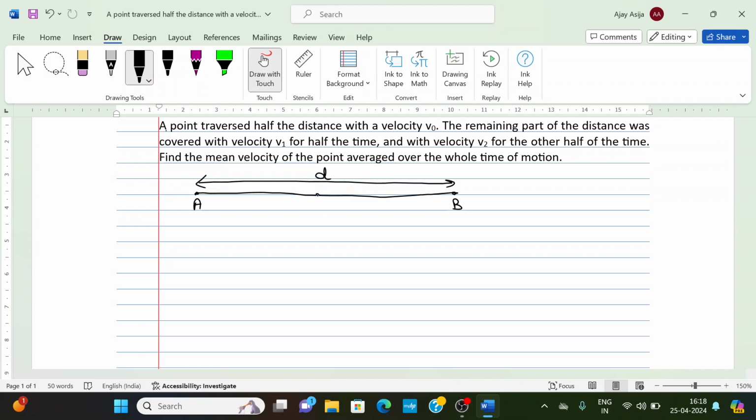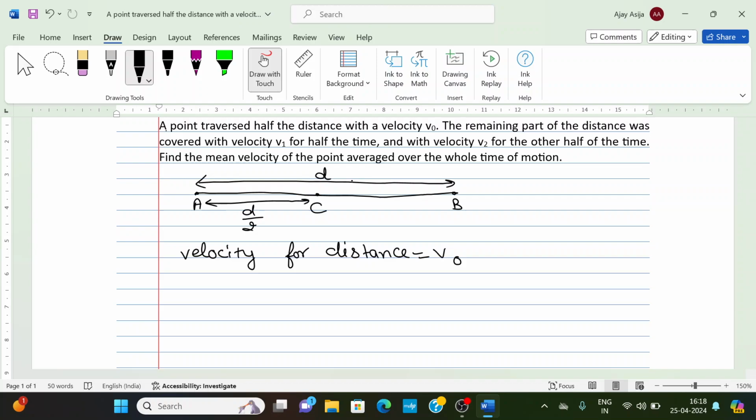So let us put a point midway between A and B, and the distance AC is D by 2. Now velocity for this distance AC is v0. The remaining part of the distance was covered with velocity v1 for half the time and with velocity v2 for the other half of the time.